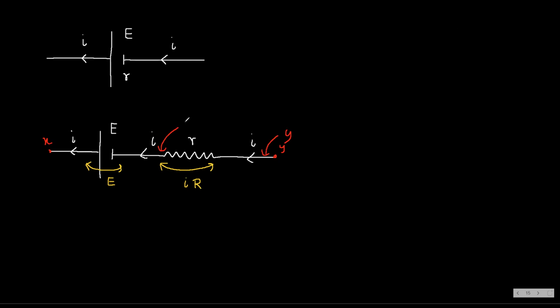This point, can anyone tell me? This one is the older one, am I correct? This one is Y, the younger one. This point is Y minus IR. Please mark the older and younger ones, otherwise you will get it wrong.